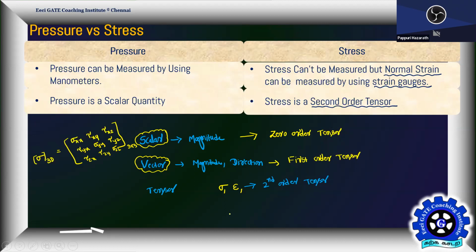What about moment of inertia? Tell me. Moment of inertia, is it a scalar or vector? Anyone?